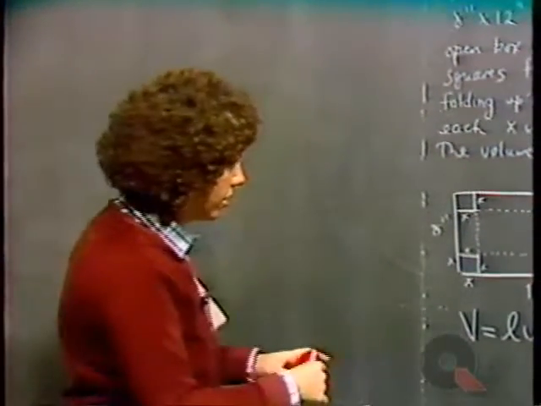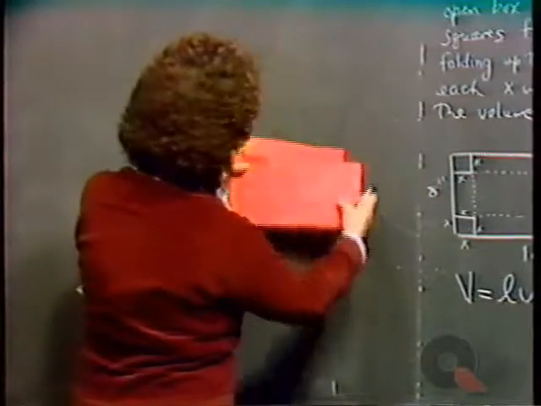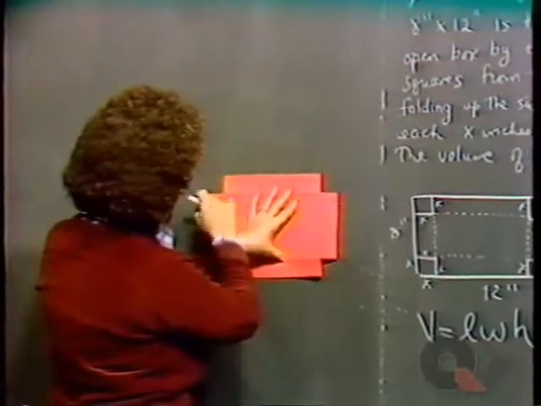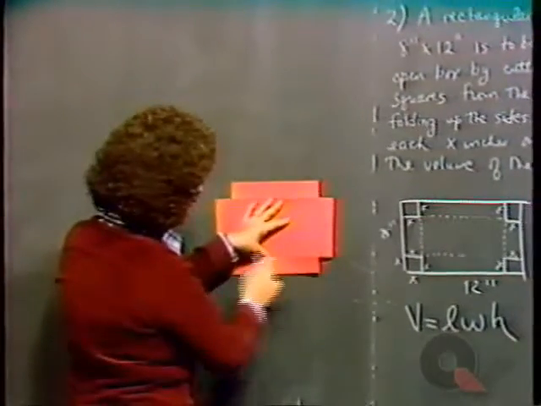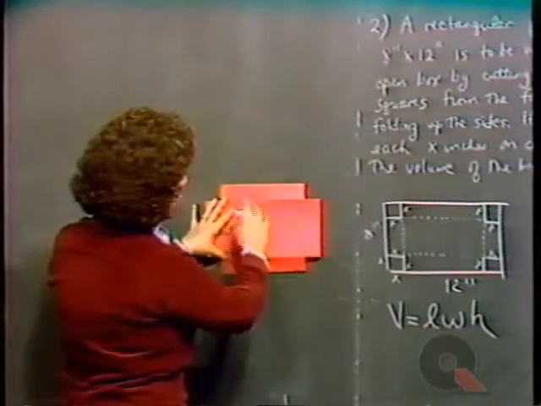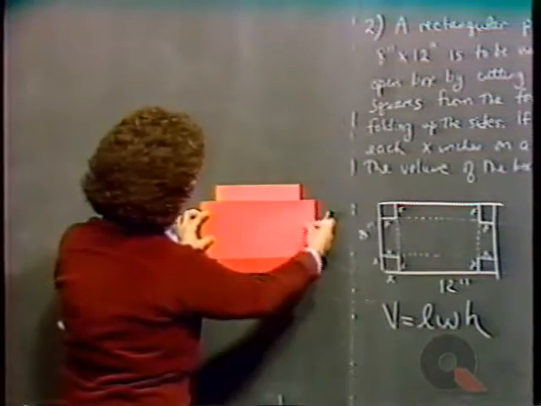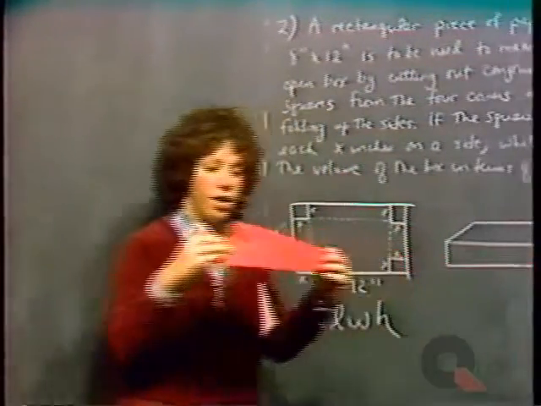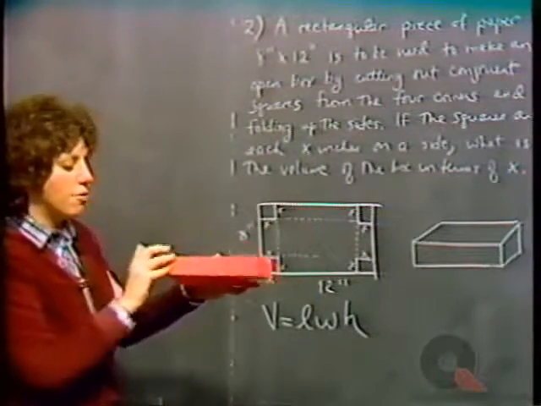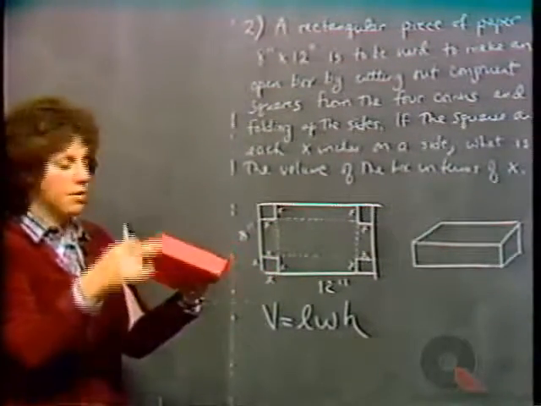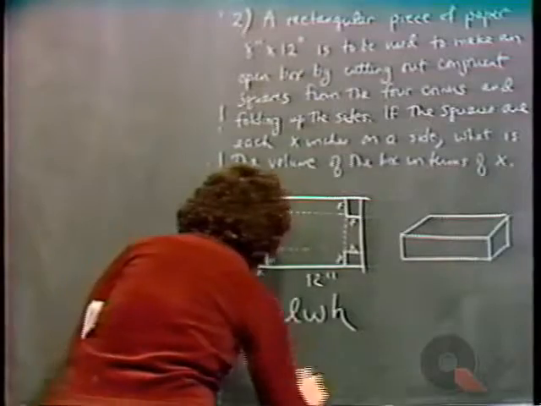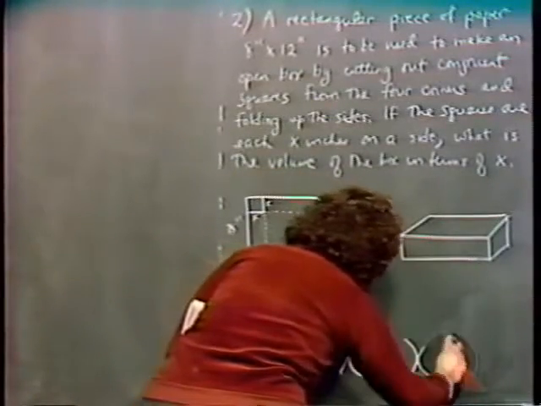Okay, to help you understand, I have taken a piece of paper, say 8 inches by 12 inches, and I've cut out squares from each of the 4 corners. And what we're going to do now is fold on these lines here, and we're going to form a box. Okay, this is what we have over here. And we're trying to find the volume of the box. The volume, of course, is the length times the width times the height. We'd like to express the length, the width, and the height all in terms of x.